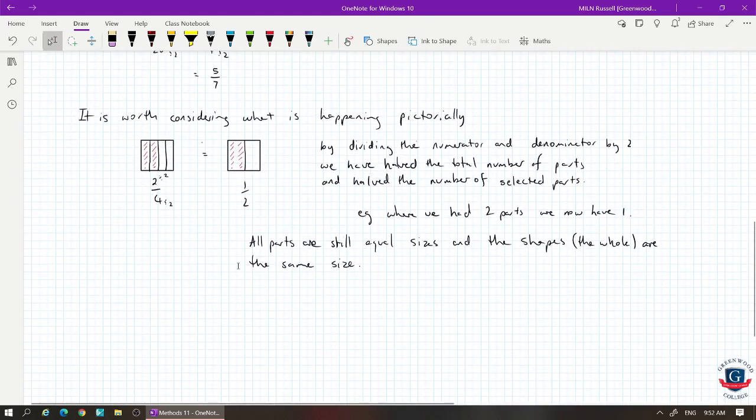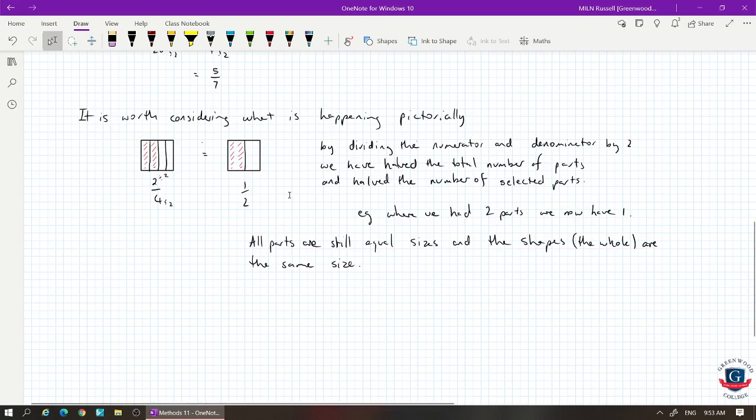It's always worth thinking about what's going to happen pictorially. When we divide the numerator and denominator by 2, what we're effectively saying is wherever I've got 2 parts, make it 1 part. So took away the 2 parts here and made 1 part, took away the 2 parts here and made 1 part, and I ended up with a fraction.